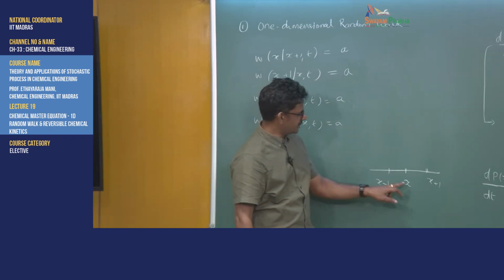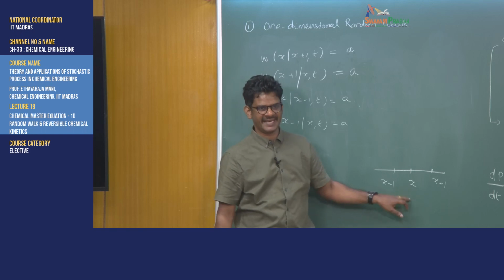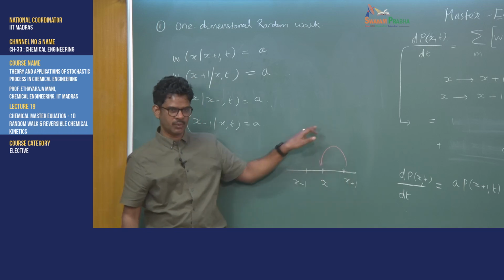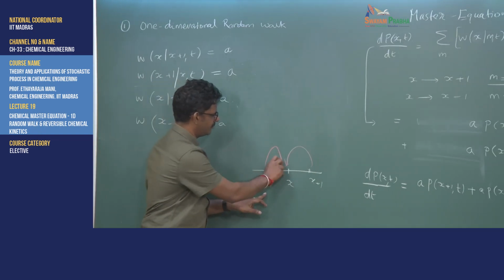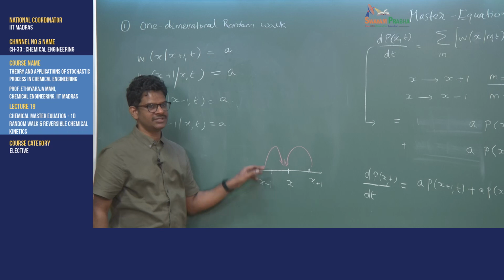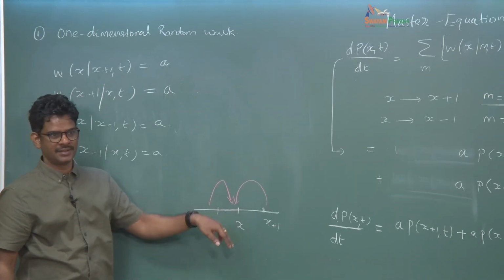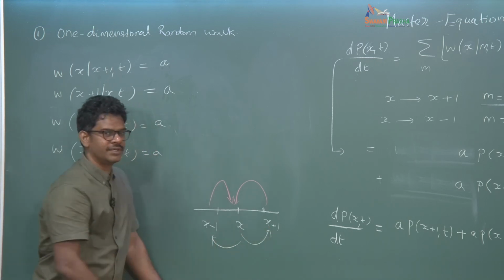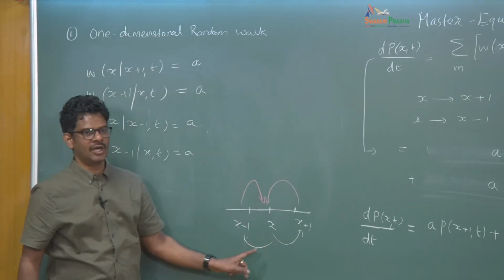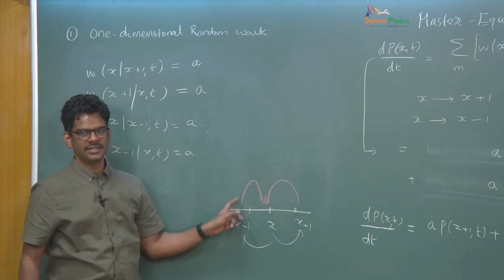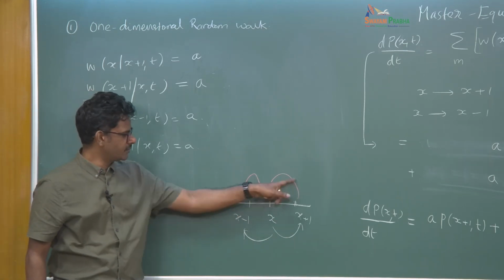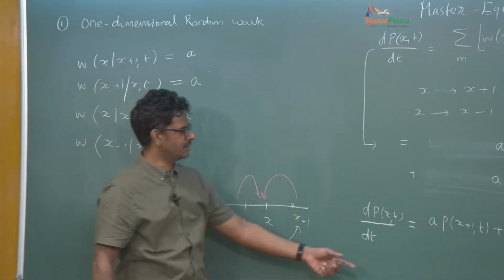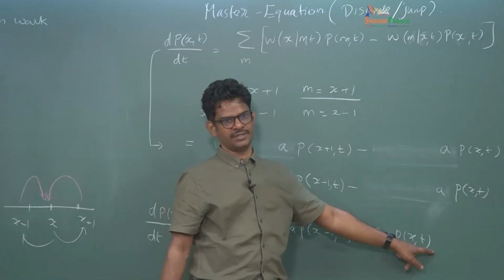You see, if you look at the rate of increase of probability of state x, it can increase if the jump happens from x plus 1 backwards or another jump which is forward from x minus 1 to x. So these are creation of the probability state. But being in this, it can also go to here or it can also go to here. So this will be loss of probability and this will be generation of probability. These two arrows correspond to the first two terms. The last term is this 2 times A P of x comma t.